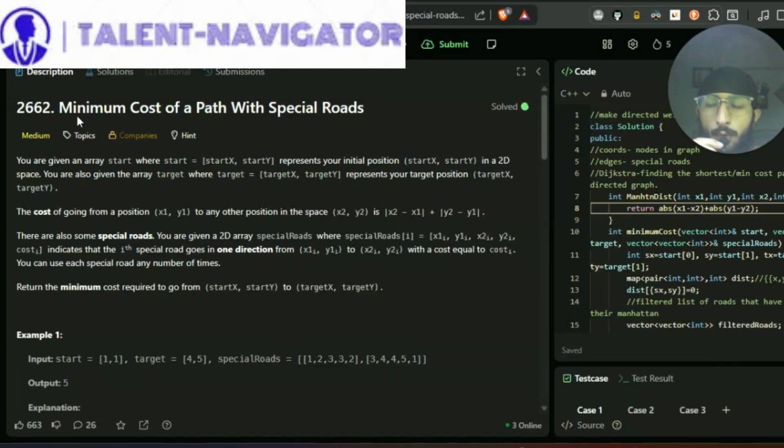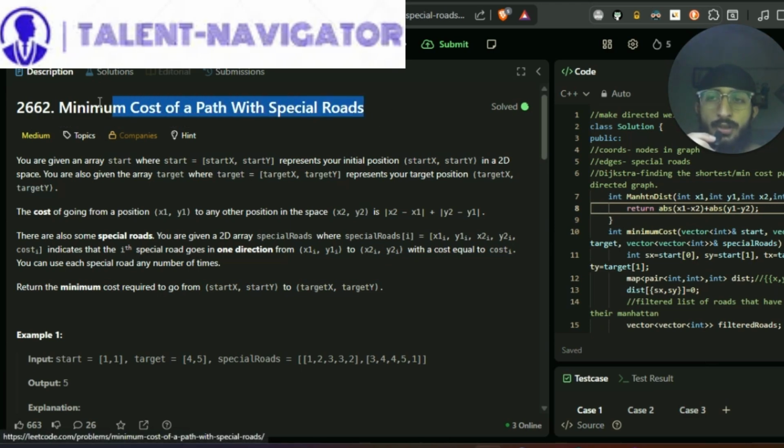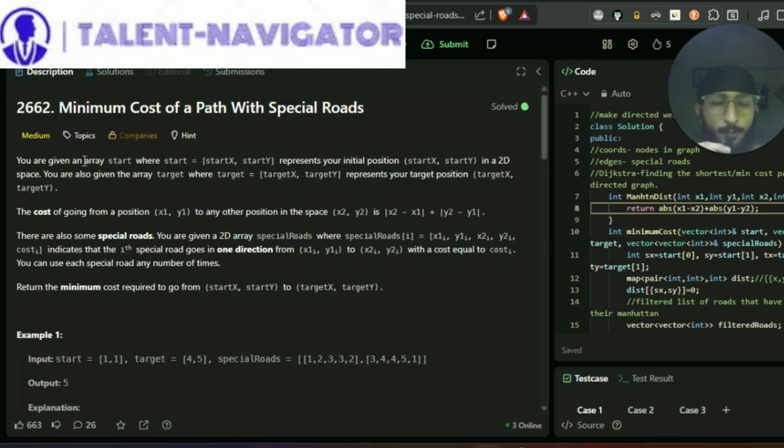So now we're going to be moving to LeetCode problem number 2662, which is a medium level problem that is minimum cost of a path with special roads. So let me just go over the problem statement first, and then I'll go over the examples, and then finally we'll cover the solution.